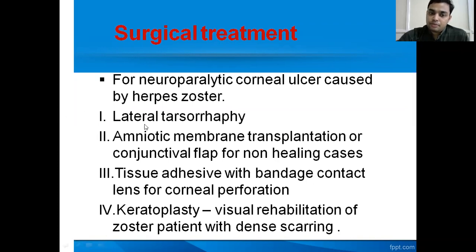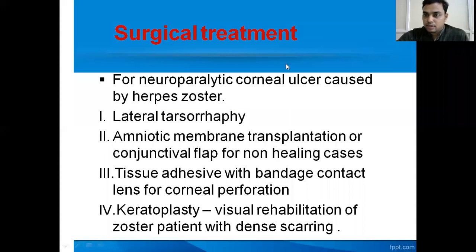Along with the lateral tarsorrhaphy, you can go for a surgical approach like amniotic membrane transplantation or conjunctival flap transplantation on the non-healing ulcer. Tissue adhesives can be used, and bandage contact lens application. Bandage contact lenses are used in case of central perforation. And the final approach is, if there is a complete perforation of the cornea, then we have to go for a keratoplasty. So these are the surgical approaches of herpes zoster ophthalmicus. So this is about medical and surgical treatment of herpes zoster ophthalmicus.